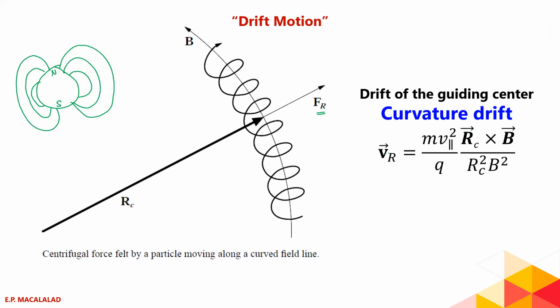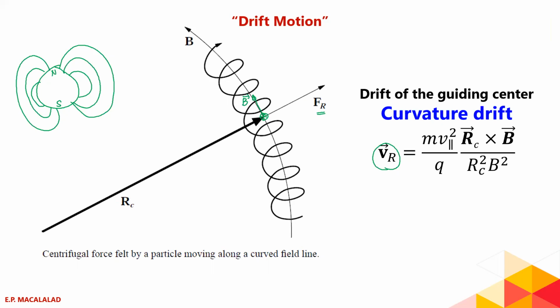Now, what's important here is the direction of the curvature drift. The curvature drift will be dependent on the direction of your R, the radius of curvature of your curving magnetic field, and the direction of the magnetic field. So for example, if you have an ion here, if you take the cross product of R_C, the radius of curvature, and the magnetic field at this point, the magnetic field is in this direction.